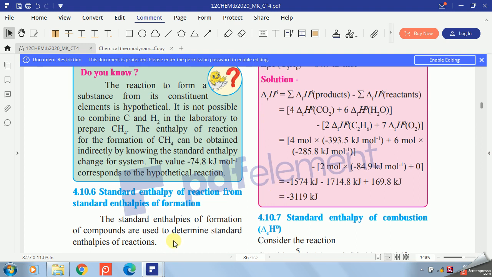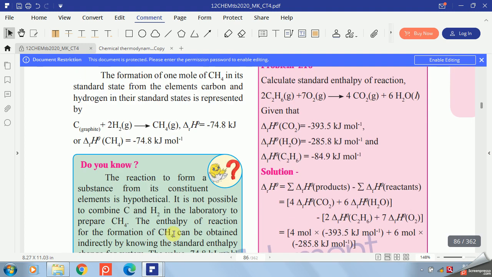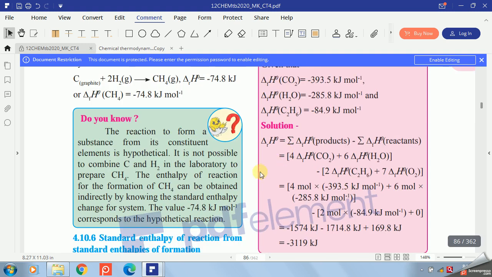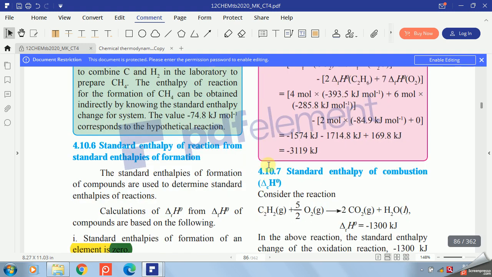So remember these formulas. So we'll solve some numericals based on this. I'll make a separate video for that.